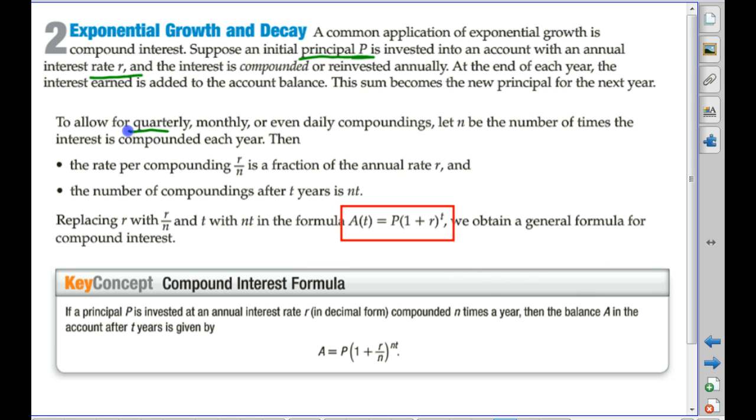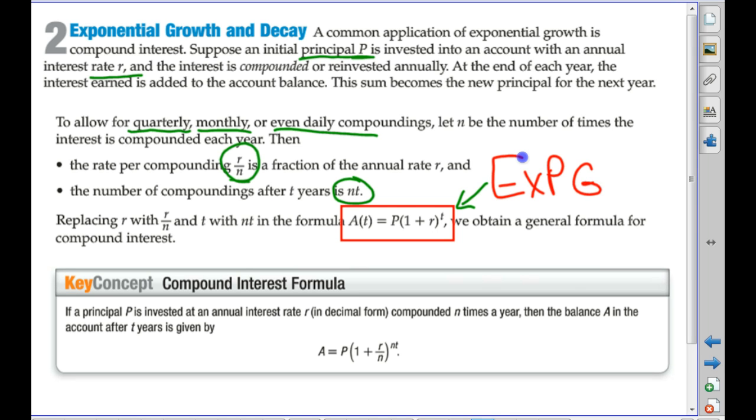If you wanted to compound it quarterly, monthly, or even daily, you would put the number of times you were going to compound it in as n. The interest rate gets split out over those compoundings, and the exponent becomes nt, or the total number of compoundings. Do those two formulas look familiar from last year? Okay? This is basic exponential growth, which they do not stress. They assume you already know that this formula is exponential growth.